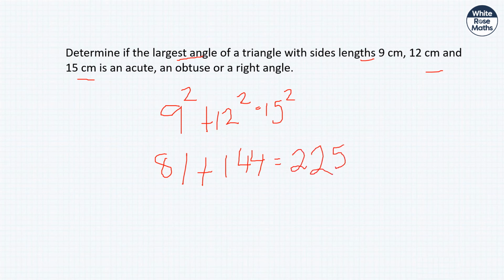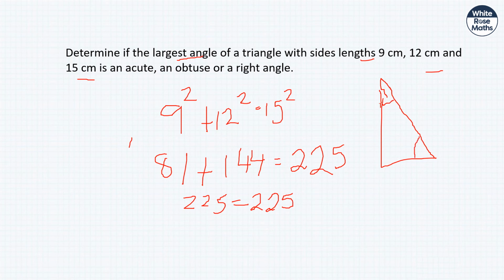1 plus 4 is 5. 8 plus 4 is going to be 12. So 2 carry the 1. 1 plus 1 is 2. So that is correct, yes. So the size of the largest angle in this case will actually be a right angle, because it's a right angled triangle. These two would obviously be acute. The largest angle would be a right angle, because this forms a right angled triangle using Pythagoras' theorem.